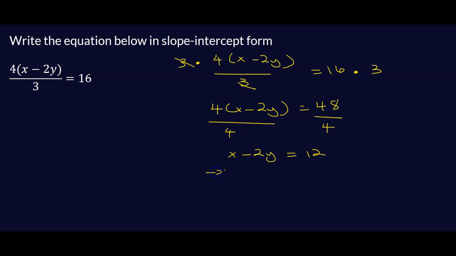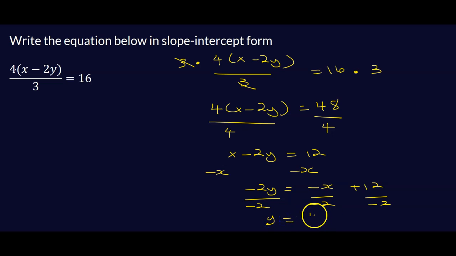So now we subtract x from both sides. So we have negative 2y equal to negative x plus 12. We divide everything by negative 2. And then we have y equal to 1 over 2x minus 6. So that is how you rewrite this in slope-intercept form.